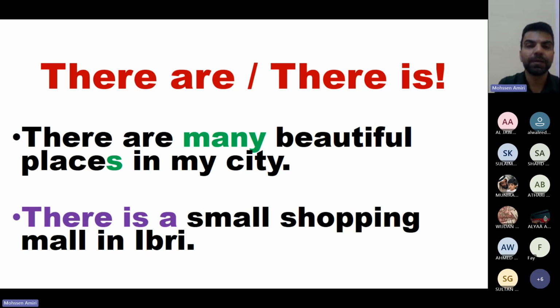There are two laptops. There are two students. There are two cars in the university, for example. There are two students in the class. Or we can say there are many beautiful places in my city. So try to use these sentences, these phrases, there is, there are. Okay, you get it.